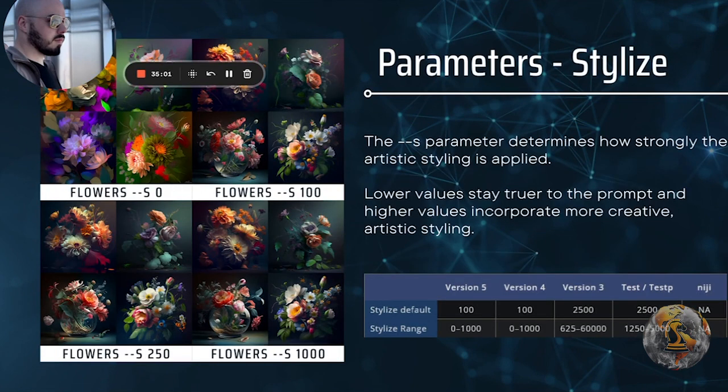Okay, let's talk about the stylize parameter. The --s parameter determines how strongly the artistic styling is applied. Lower values stay truer to the prompt, and higher values incorporate more creative artistic styling. So you can see over here 0, 100, 250, all the way to 1,000. We played around with it, and I actually really like that 100. But the 0 is actually kind of cool too. It's kind of trippy, cool looking, like anime-ish. But then we go to the 1,000 and it looks very realistic. So play around with the style.